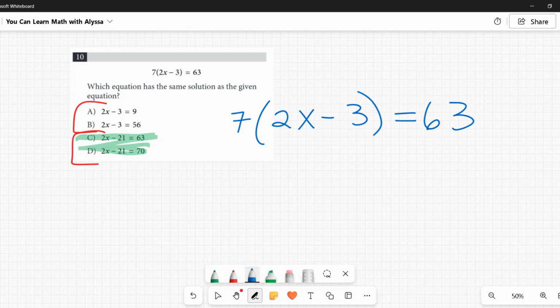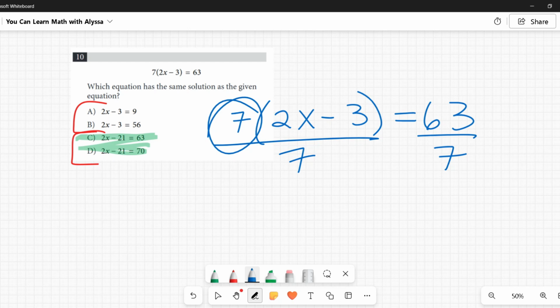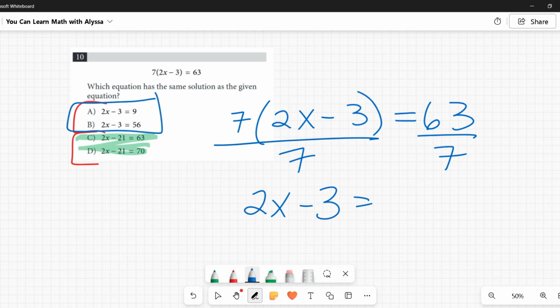But what if I divide this whole thing by 7? What if I divide both sides by 7? That will also get rid of the 7, which currently is being multiplied by the 2x minus 3. So if I divide, it undoes that. And that will leave me with just a 2x minus 3 on the left, which, hey, looks an awful lot like our two remaining options.